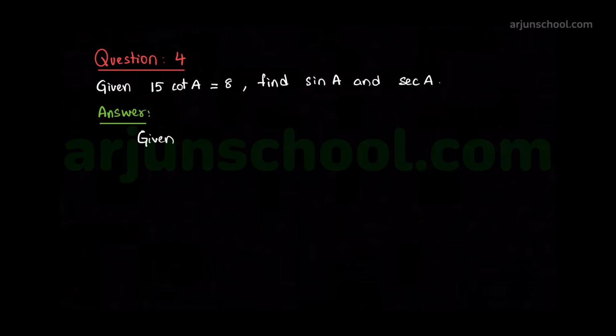We are given 15 cot A is equal to 8. First isolate cot A. Divide by 15 on both sides. Then it becomes cot A is equal to 8 by 15.